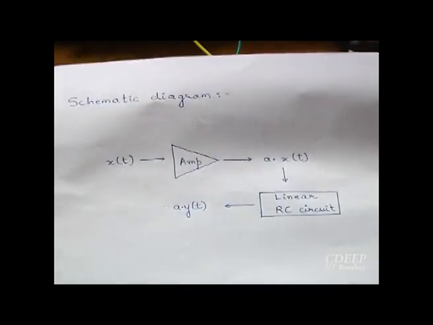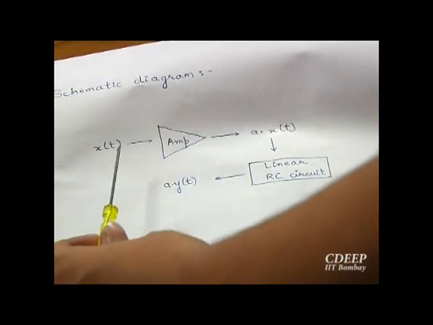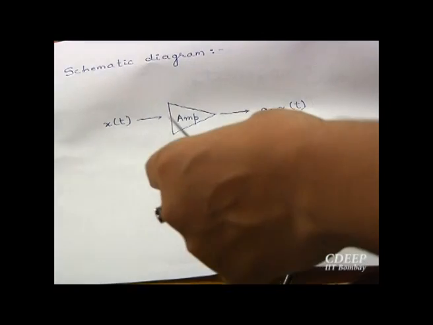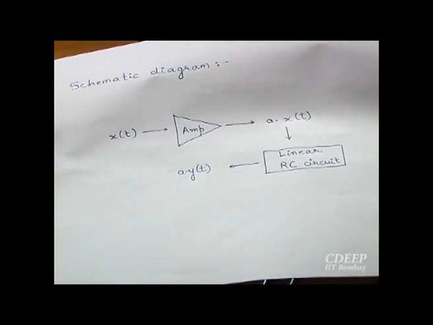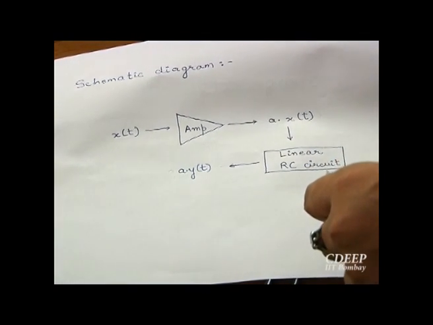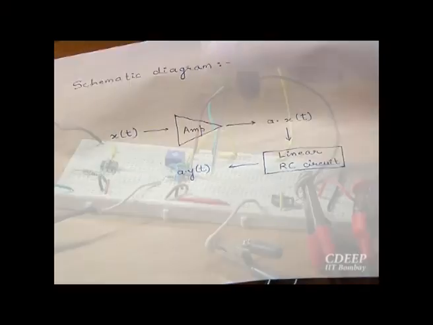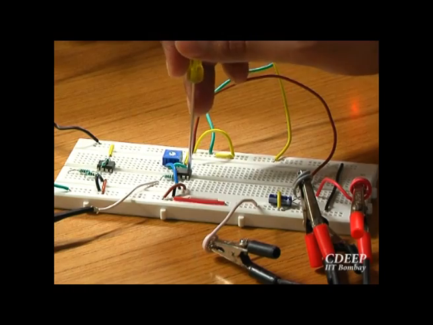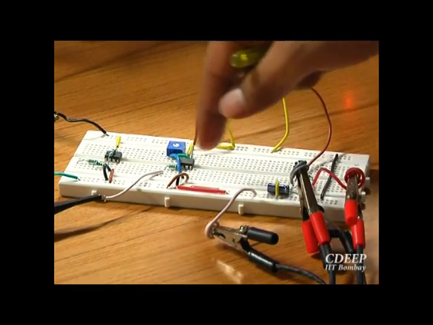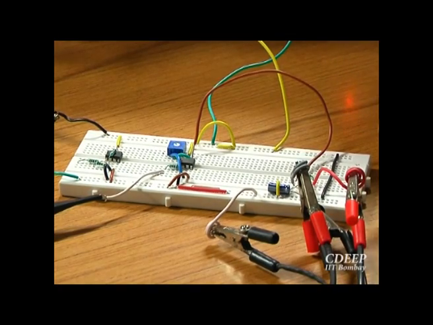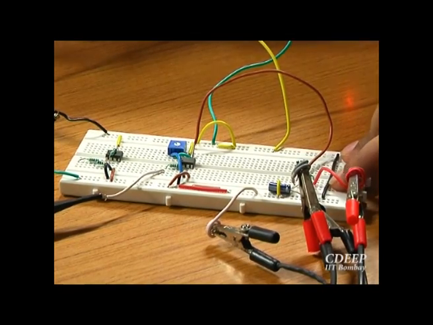Let us look at the schematic diagram. Here, a signal x(t) is fed into the amplifier and we get a signal a·x(t) as an output, which is again fed as an input to the linear RC circuit and hence an output a·y(t) is generated. Now this is the practical circuit. Here we use an op-amp as an amplifier and the output of the op-amp is fed into the RC circuit as an input and the output of the RC circuit is the voltage appearing across the capacitor.